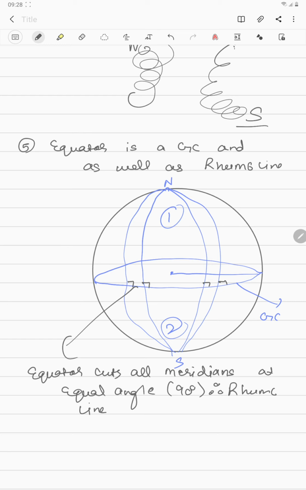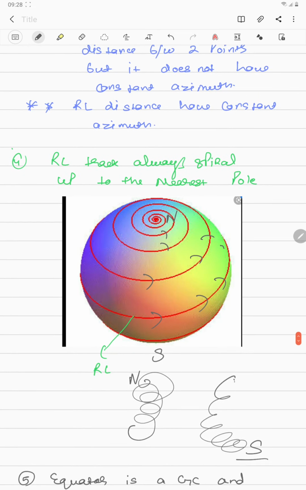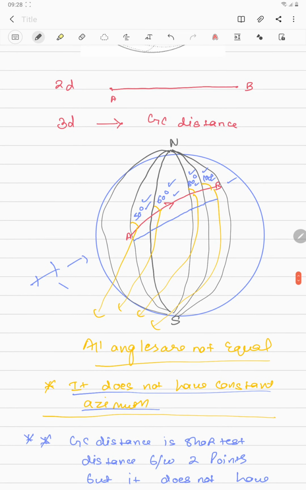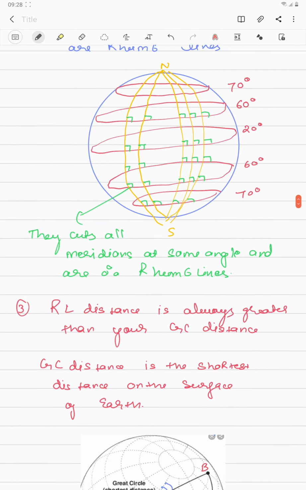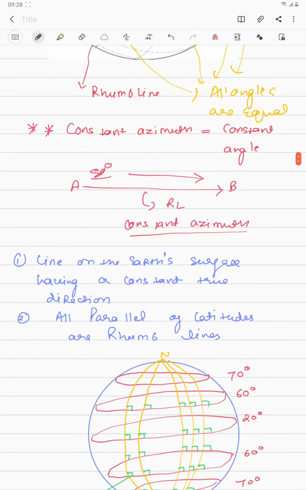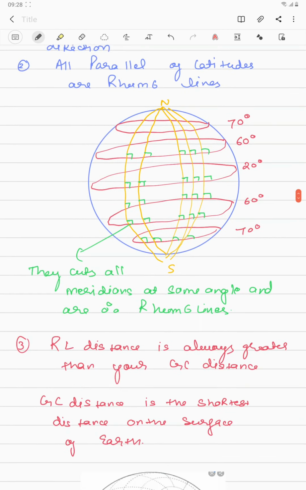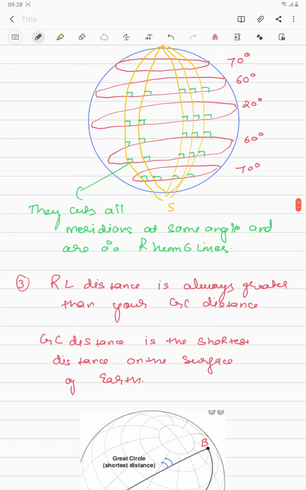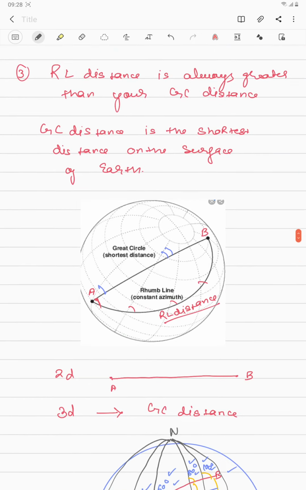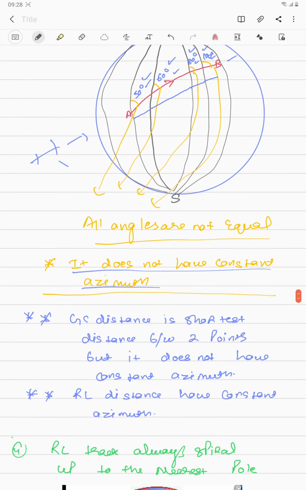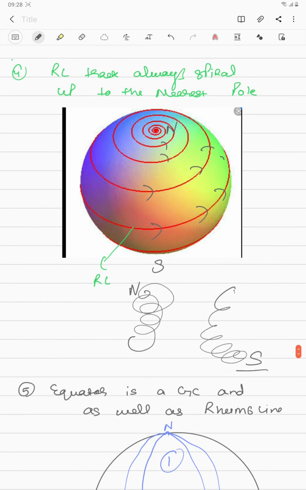Okay, so guys, these are the 5 points about the rhumb line, and I have explained to you what the azimuth is, and what the importance of the azimuth is. So I hope this rhumb line topic is clear for you, and the next thing that we're going to discuss in the next video will be the nautical mile.